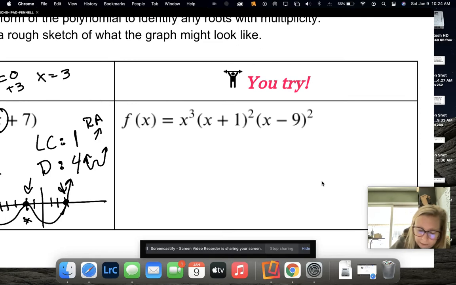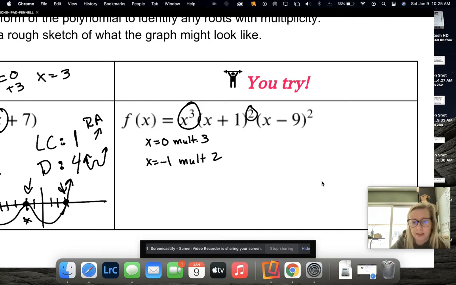So we have x equals 0, and that has a multiplicity of 3 because of this term here. So when I do zero product property, if I just have x, that means x must be 0. We know that x equals -1, and that has a multiplicity of 2 because it's being raised to the second power. We also know that x equals +9 also has a multiplicity of 2. Again, it's being squared.